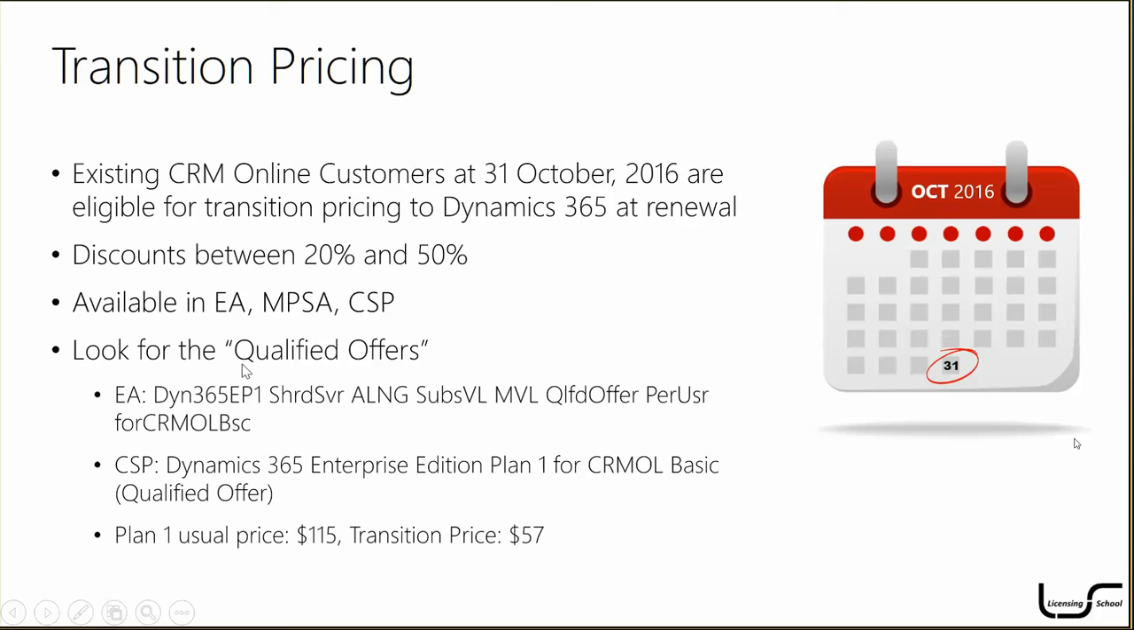Now, a qualified offer applies to a customer who was an existing customer at this date here. So those of you who are CSP partners, can you see here, oh yes, look, there's the Enterprise Edition Plan 1, and then this is the qualified offer for somebody who was a CRM Online Basic customer at that date there, and they will get a good price. So, for instance, Plan 1 usual price, the transition price could be as cheap as $57.